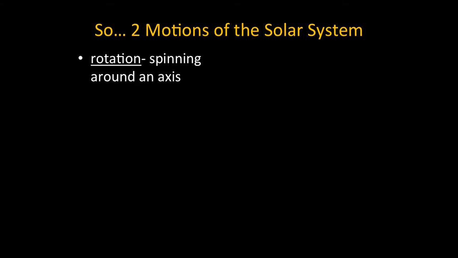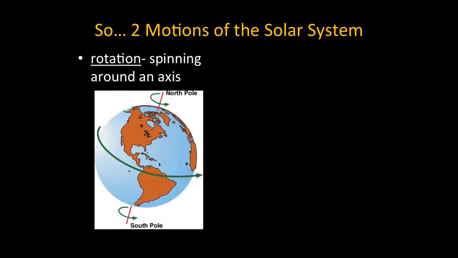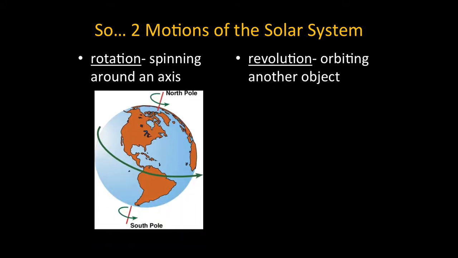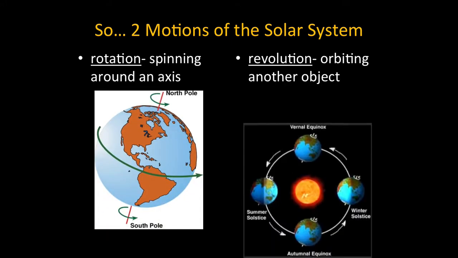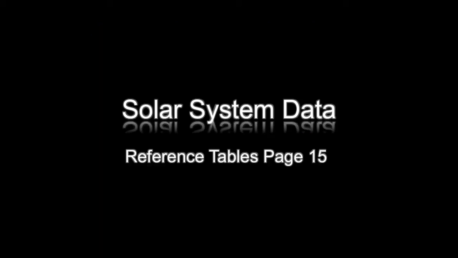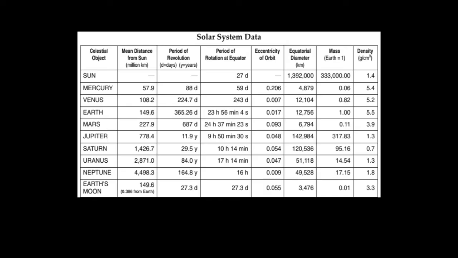So the 2 motions: rotation is spinning around an axis, revolution is orbiting another object. All of this information can be found in the solar system data table in your reference tables on page 15. So pause the video, get out your reference tables, open to page 15, and look at the bottom of the page. You'll find a data table that looks like this.